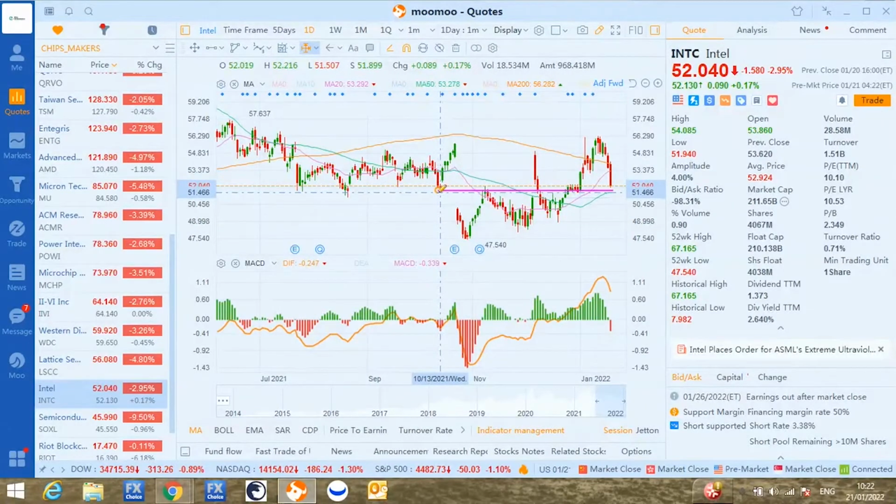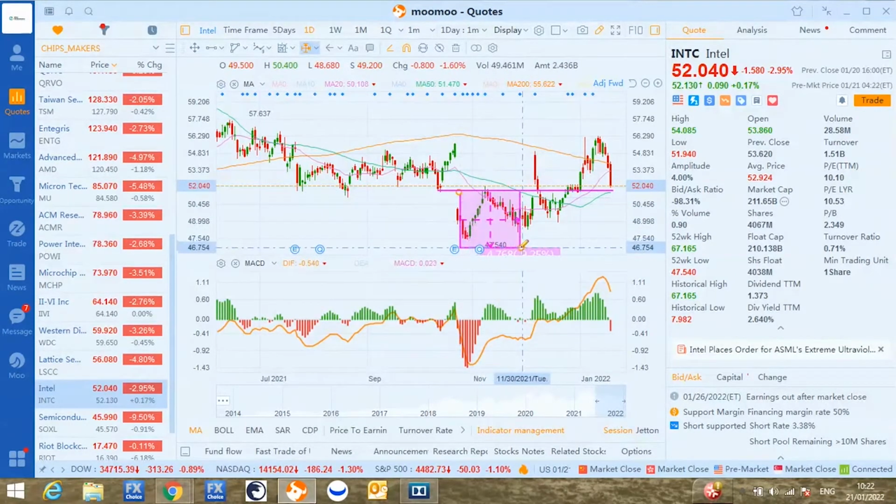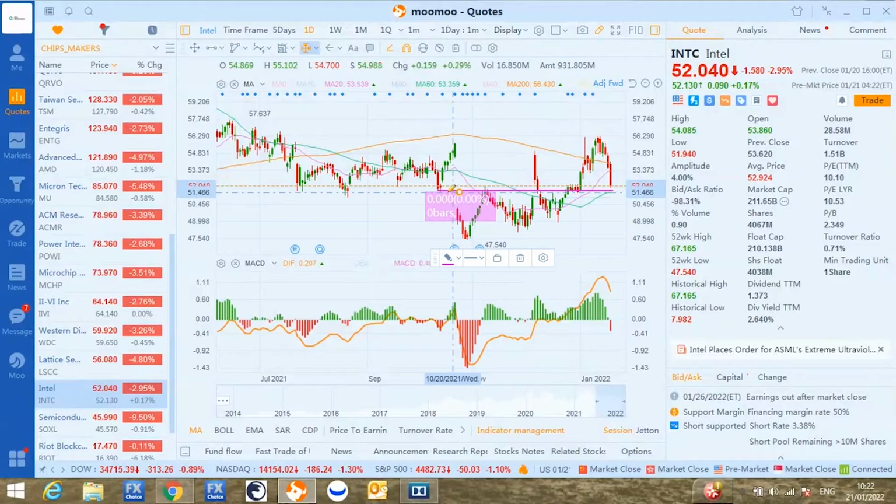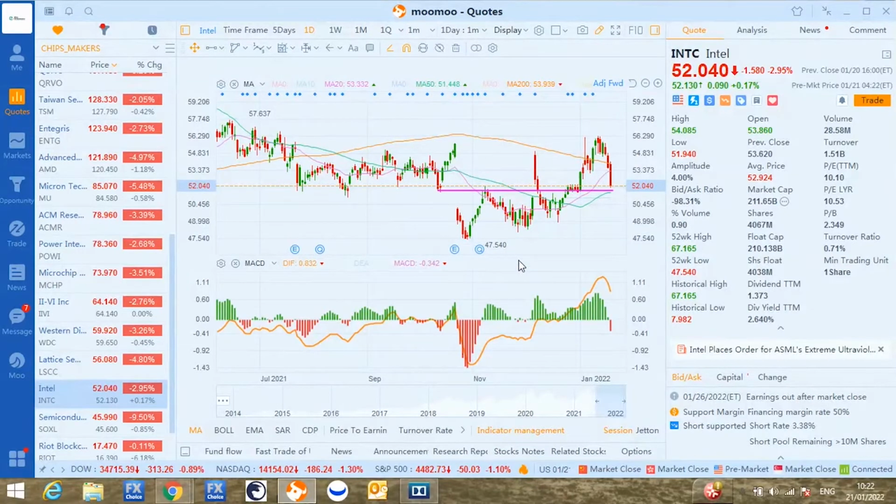Intel is actually one of my favorite companies, my favorite stock. I like Intel. It's either the second or third largest position in my personal portfolio. Now let's look at this. We're looking at a daily chart on Intel.